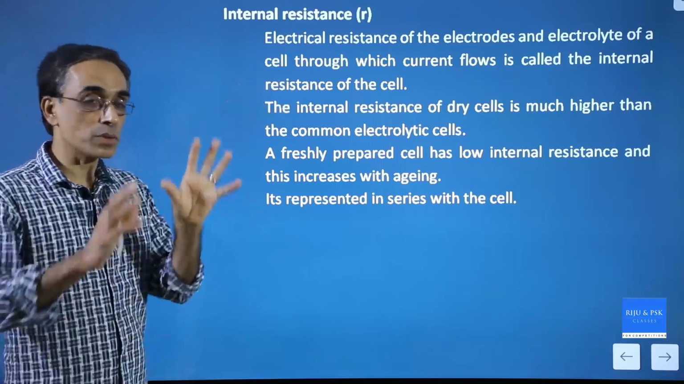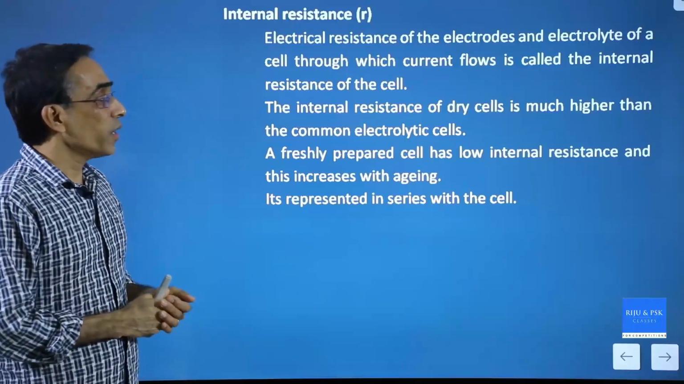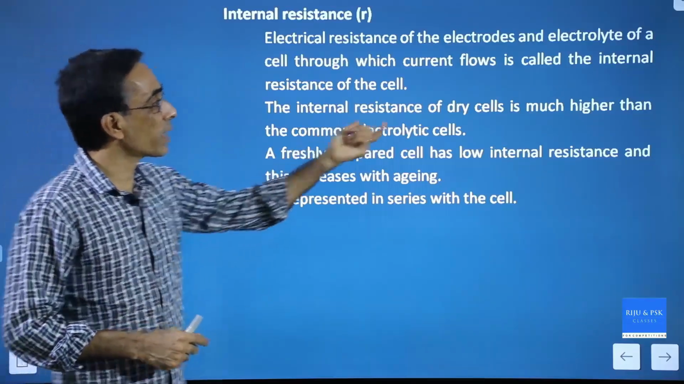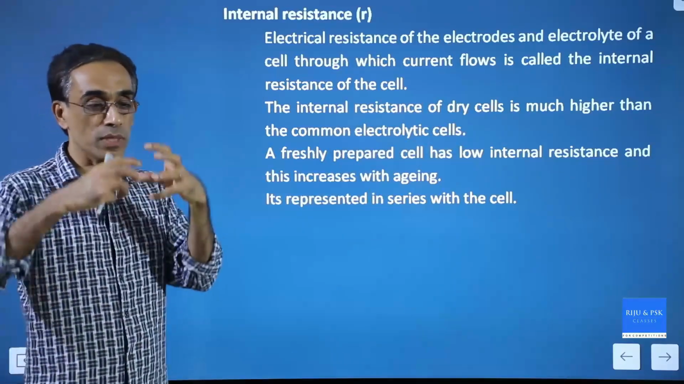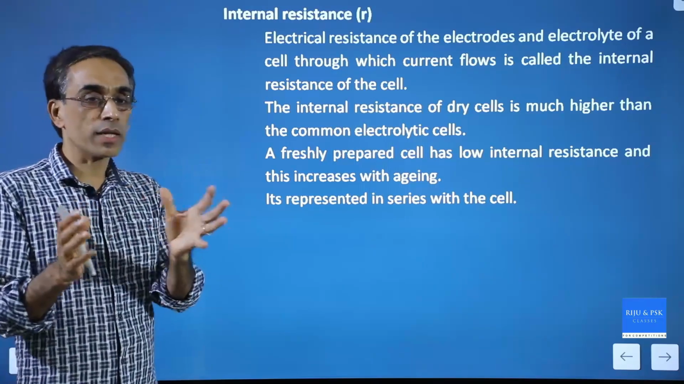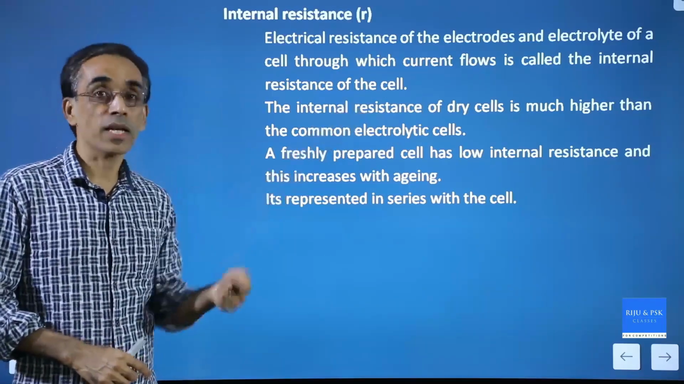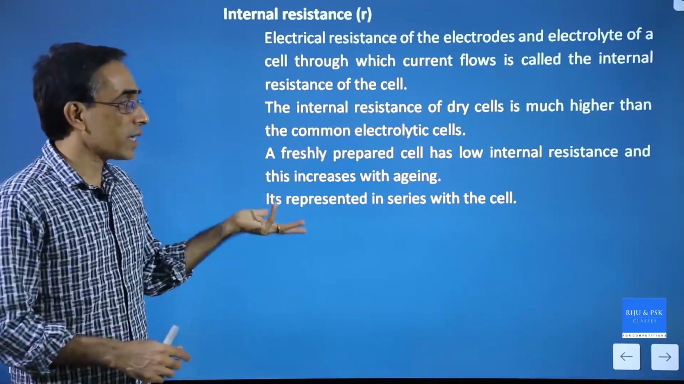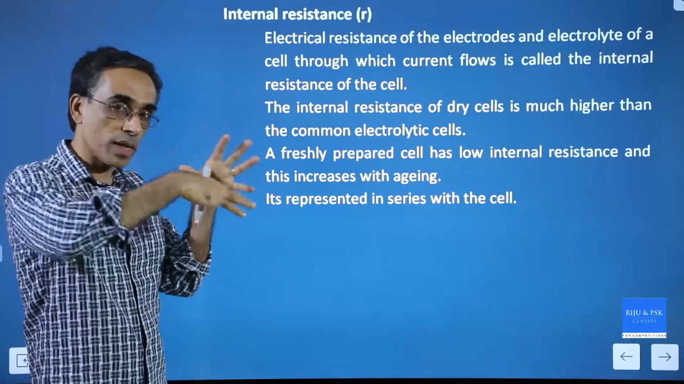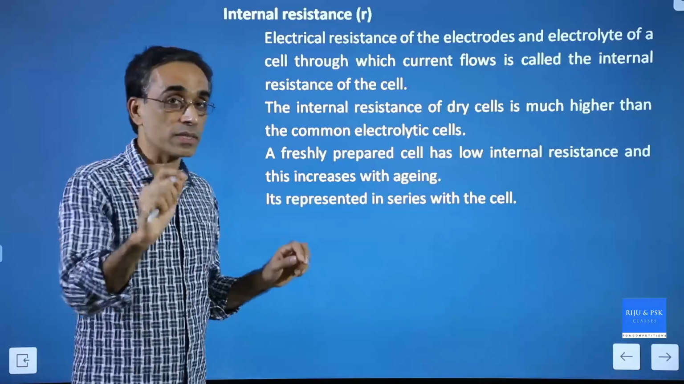The internal resistance depends, of course, on the nature of the electrode, the nature of the electrolyte, the type of the cell, everything. The ordinary cells used in torch flashlights are known as dry cells, and they have a very high resistance because the electrolyte is not in an exact liquid form. In common electrolytic cells, this resistance is less. A fresh, new cell you bought recently from the shop has low resistance, but as the cell ages and we use it more and more, unwanted chemicals accumulate inside, so the resistance increases. It is always shown in series with the cell.